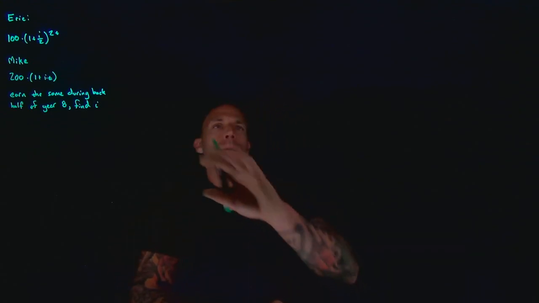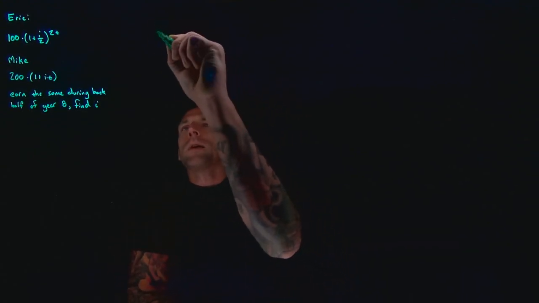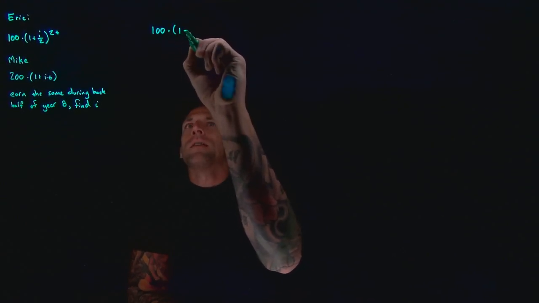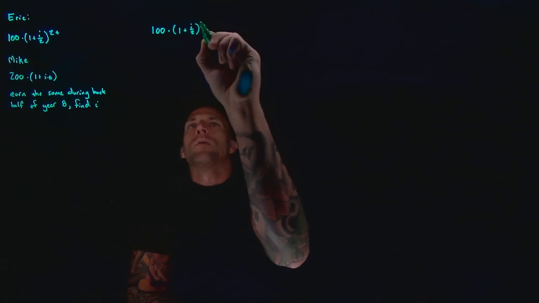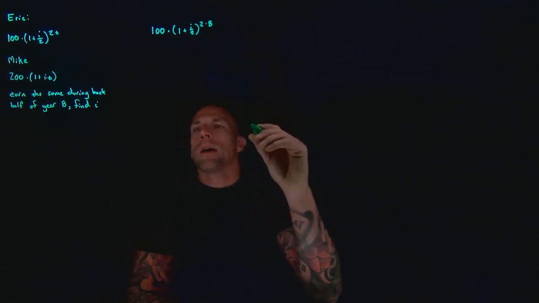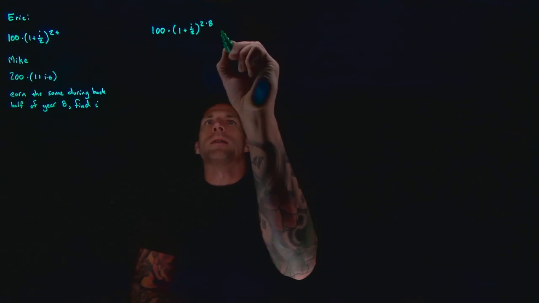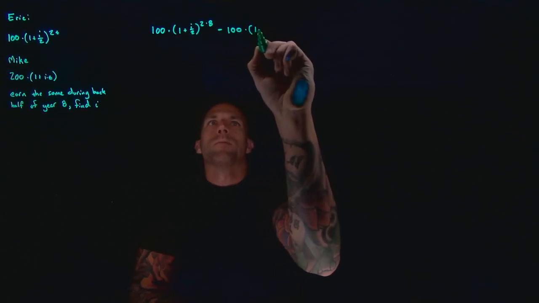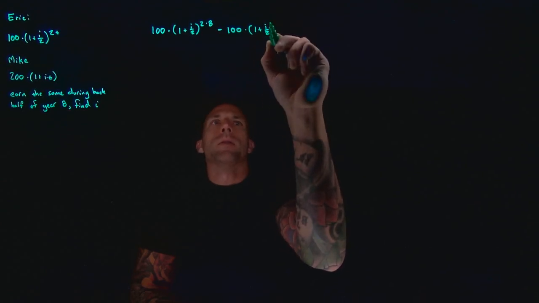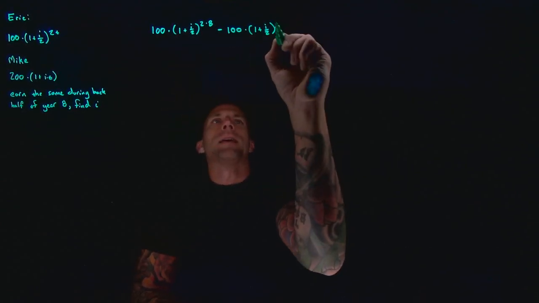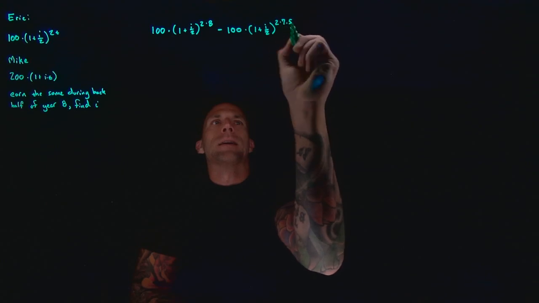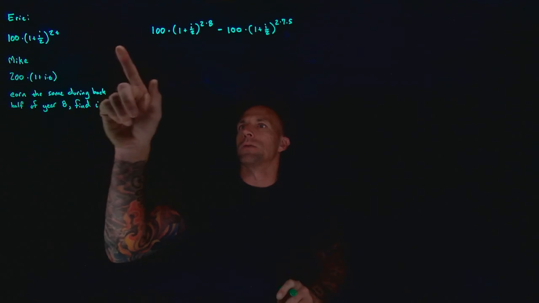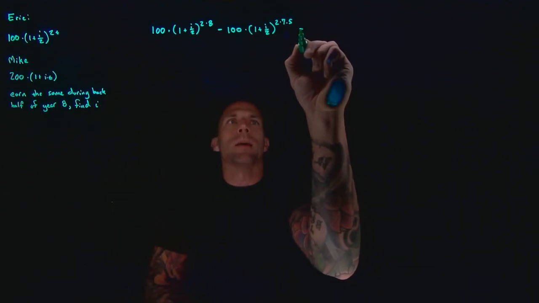So here's how I went about this one. We have Eric, the value of his account at the end of year 8 would be written out like this. And so any growth that took place during the last 6 months would really just be the difference between the amount at the end of year 8 and 6 months before the end of year 8. So that is for Eric, and then for Mike, it would be the same thing.